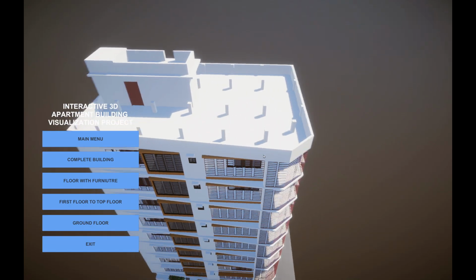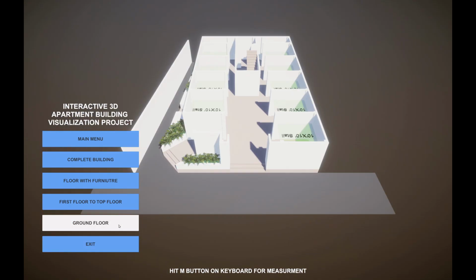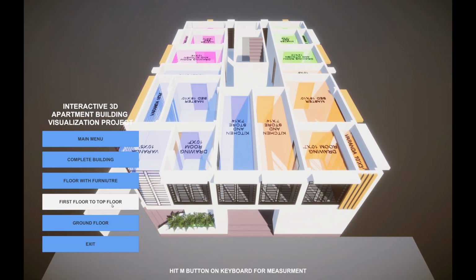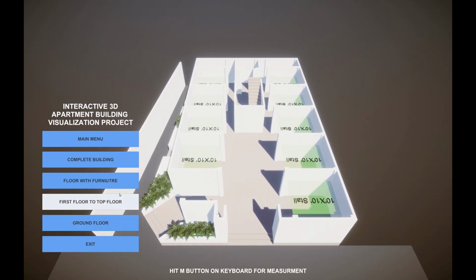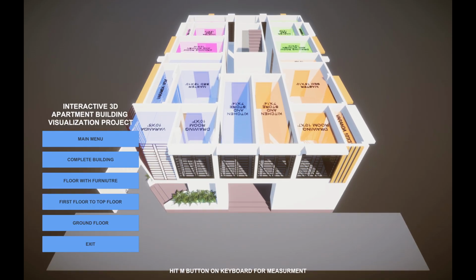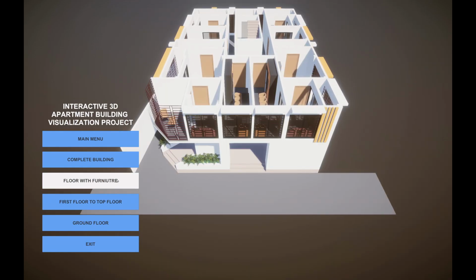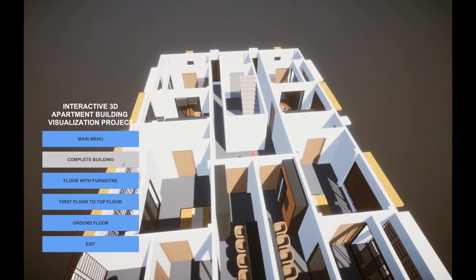This is the ground floor. This is the first floor. Ground floor with the measurements. First floor with the measurements and unit setup, and also this one is with the furniture. This one is complete, and this one is the main menu.